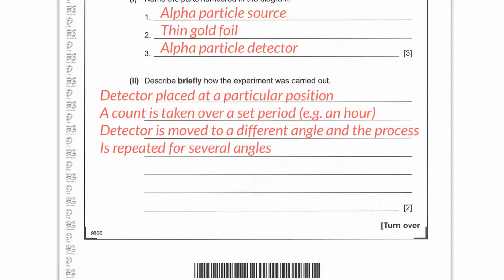Okay, so you basically get a count for straight through, 10 degrees off that, 20 degrees off that, all the way round until you're back in the direction that the alpha particles are coming from. So like from 0, which is straight through, to say about 160 degrees or something like that.